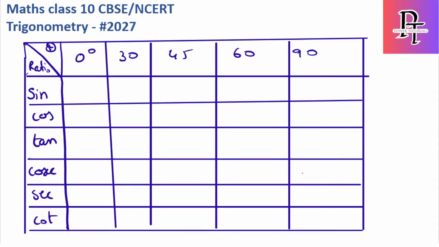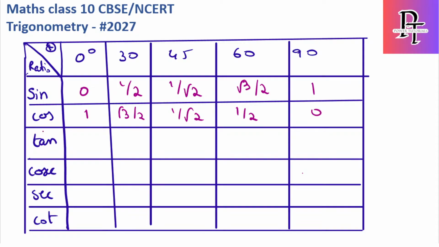So now I'll change the color. Sine 0 is 0. Not much different, let me use pink color. Sine 0 is 0, sine 30 is 1 by 2, sine 45 is 1 by root 2, sine 60 is root 3 by 2, and sine 90 is 1. If you remember just these 5 values, then you can easily derive all the other values. Cos theta is just written in the opposite way. So sine I will just write in the opposite way: 1 by root 2, 1 by 2 and 0.